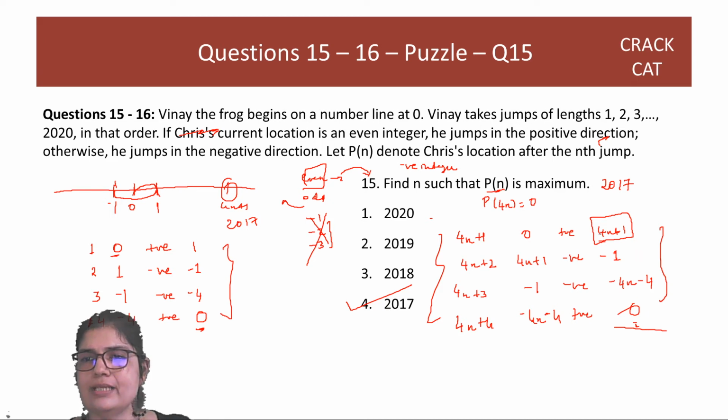Okay? You will see that this cancelled, 1 and 1. The 4n positive and 4n negative cancelled. The answer is going to be -4.